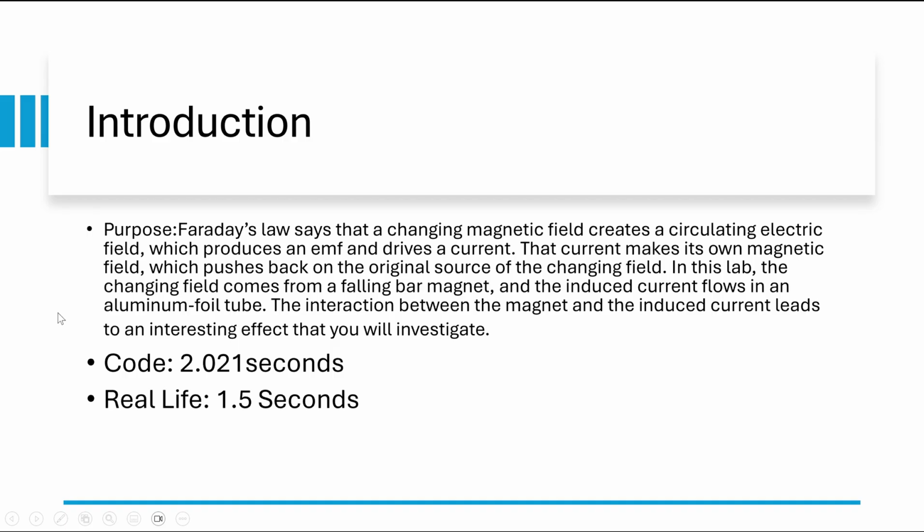So, introduction. The main purpose of this lab was to investigate magnetic induction and currents by analyzing how falling bar magnets interact with an aluminum tube. We're just comparing the observations to a computational model. From our code, the magnet fell in 2.021 seconds through the tube, and in real life 1.5 seconds.